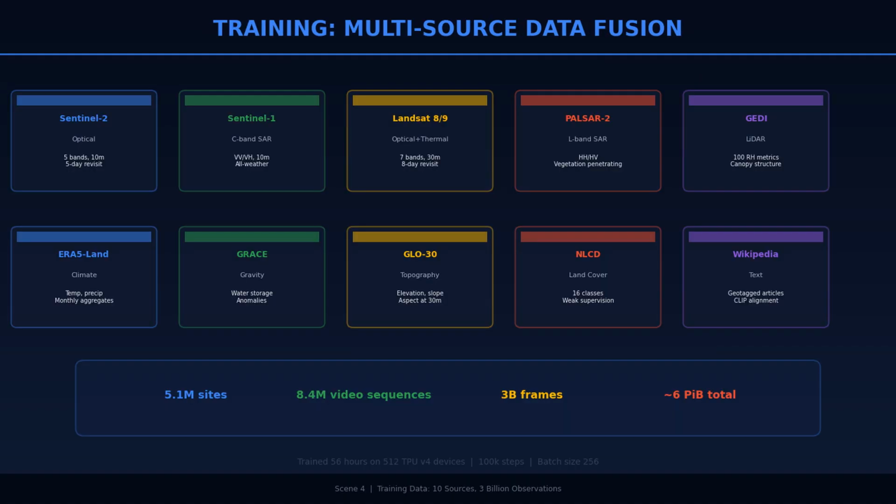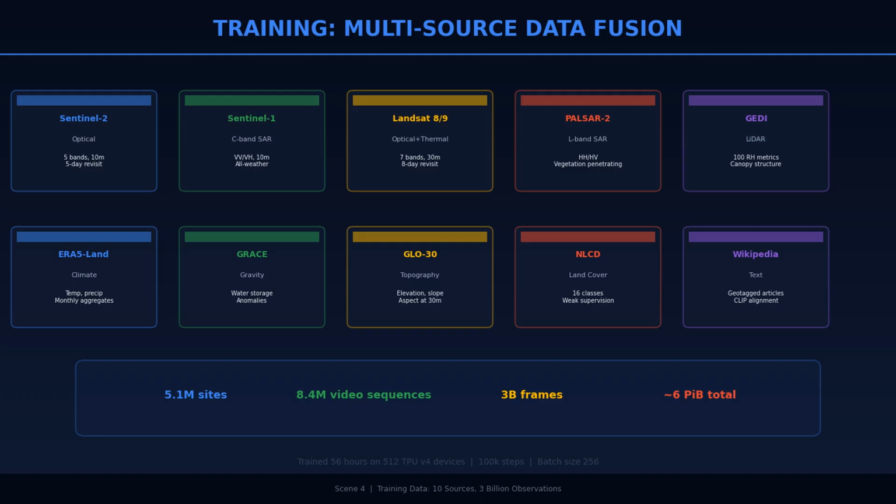AlphaEarth was trained on an unprecedented diversity of data. The optical backbone comes from Sentinel-2 and Landsat 8 and 9, providing multispectral coverage at 10 to 30 meter resolution. Sentinel-1 C-band SAR and Pulsar-2 L-band SAR add all-weather radar observations that penetrate clouds and vegetation canopy. NASA's GEDI LiDAR provides 100 relative height metrics for canopy structure.